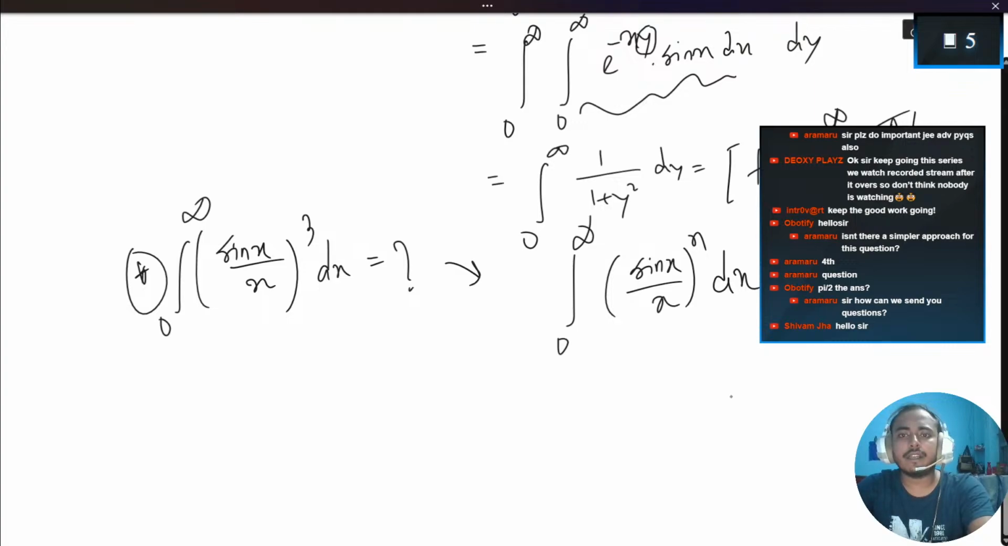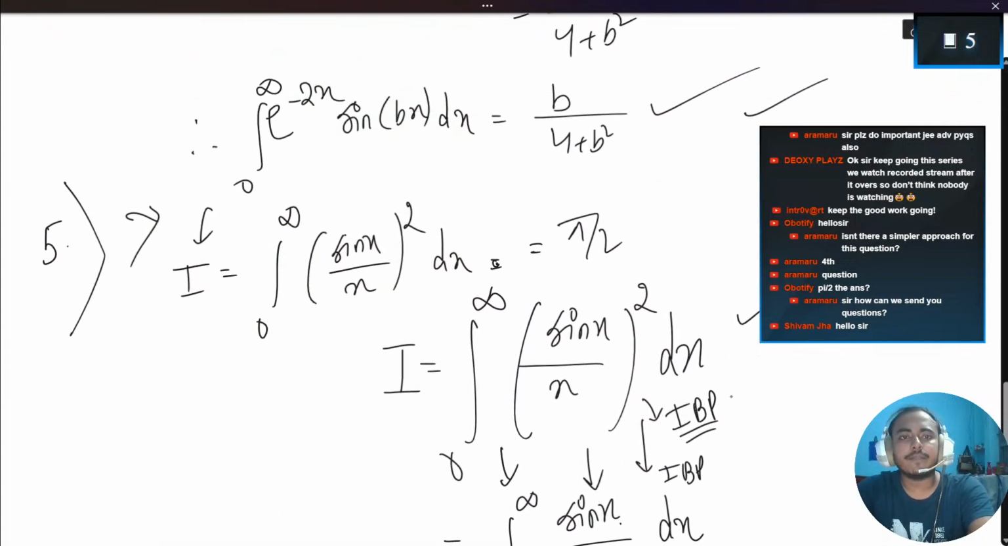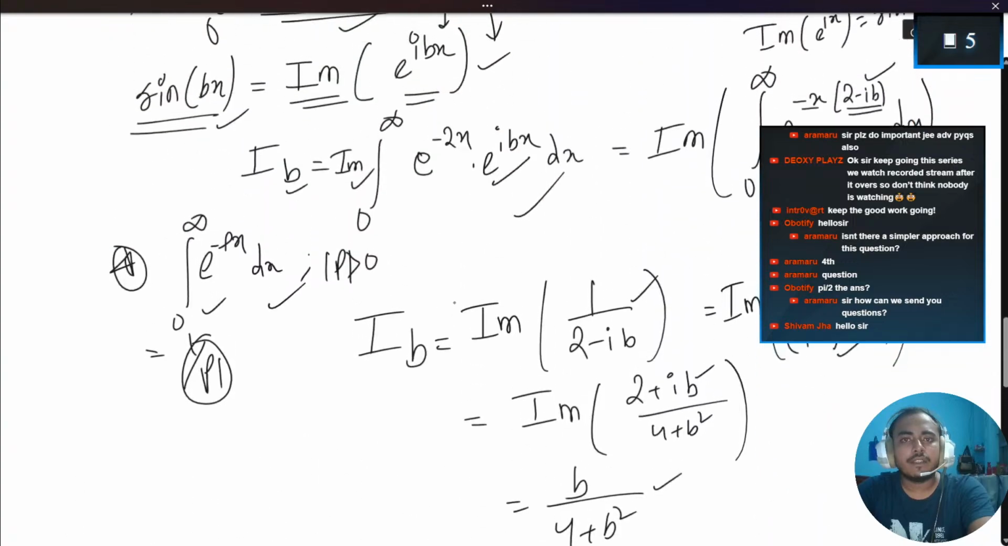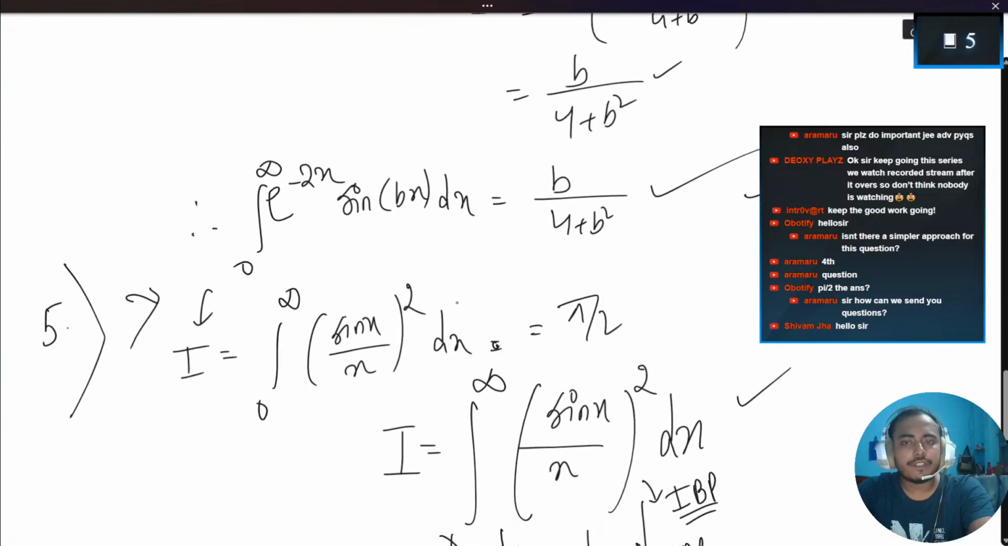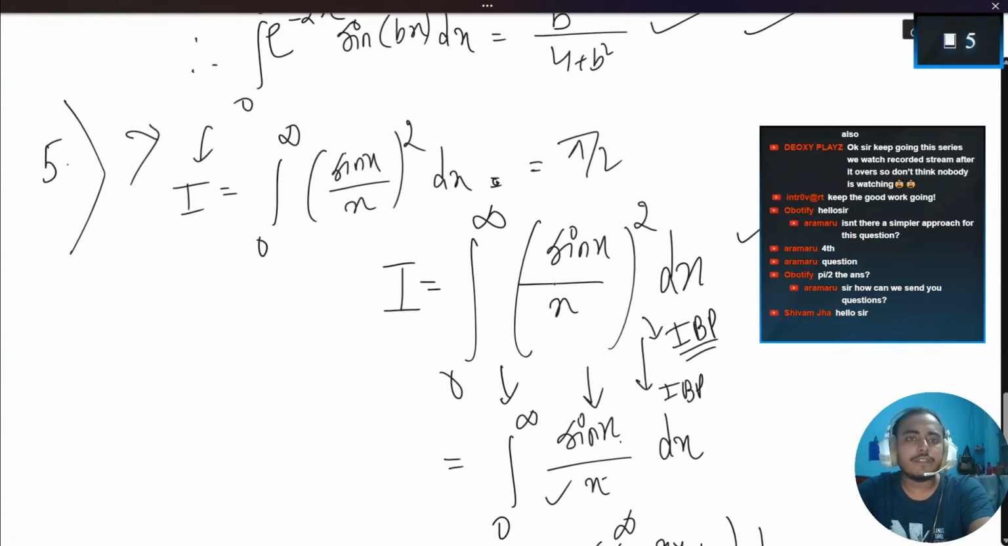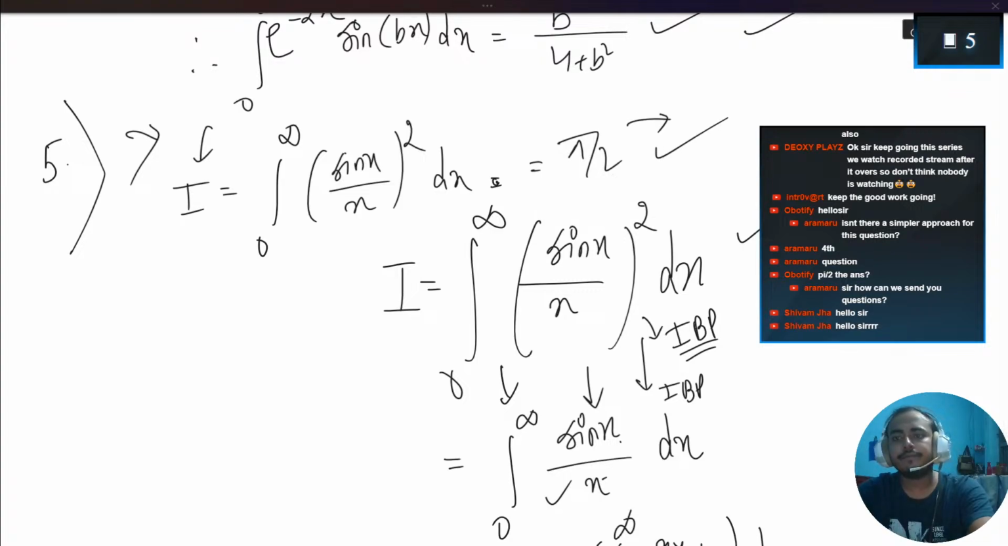So this question was clear, right? This 0 to infinity sin x upon x whole square question. We did a lot of, like, 5 questions of PYQs. This was not necessarily a PYQ, but it was related to that.